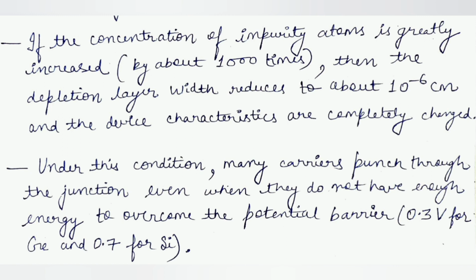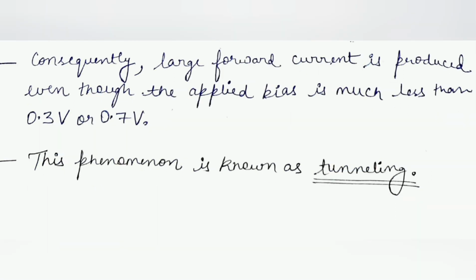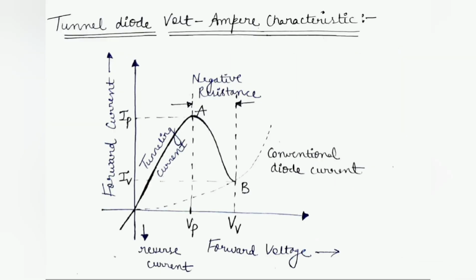What happens is there is a large amount of forward current produced even when the bias voltage is less than 0.3 volt or 0.7 volt. This figure shows the tunnel diode volt-ampere characteristics. Before the peak voltage Vp, there is a very high tunneling current, because when you increase the voltage, the current also increases. This is due to the tunneling effect and not due to the forward bias effect.